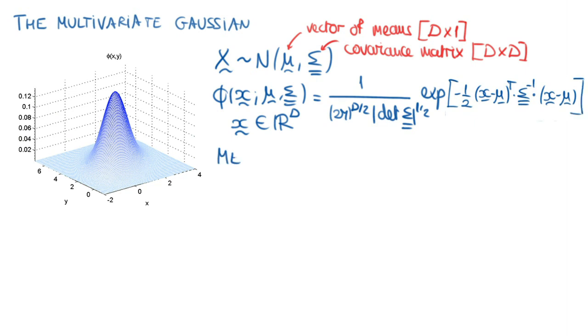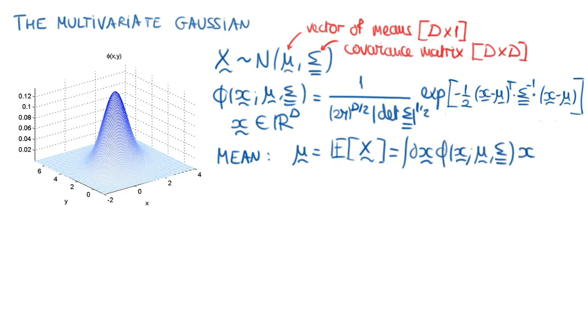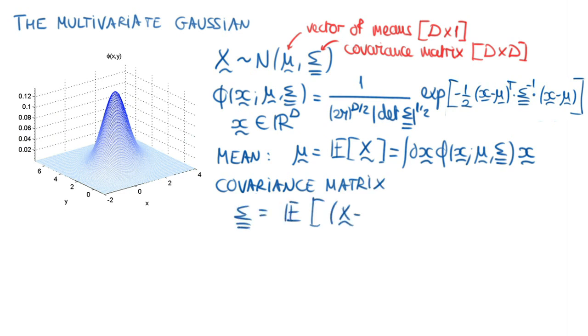The vector of means, mu, is the expected value of the random vector x, and this can be computed with this numerical quadrature. Sigma, the covariance matrix, is simply the expected value of (x minus mu) times (x minus mu) transpose.